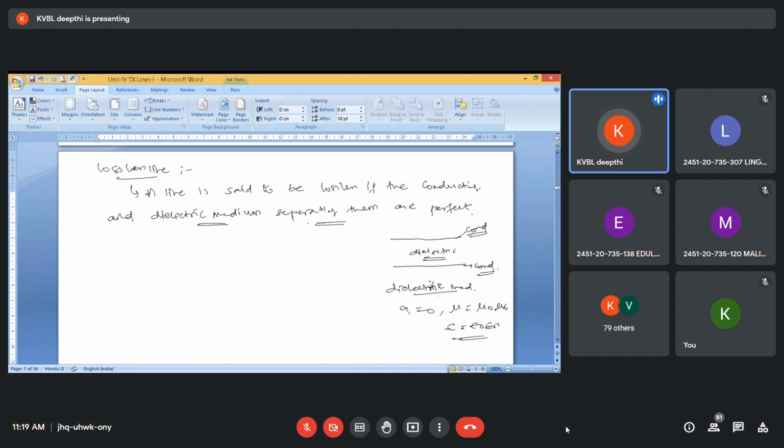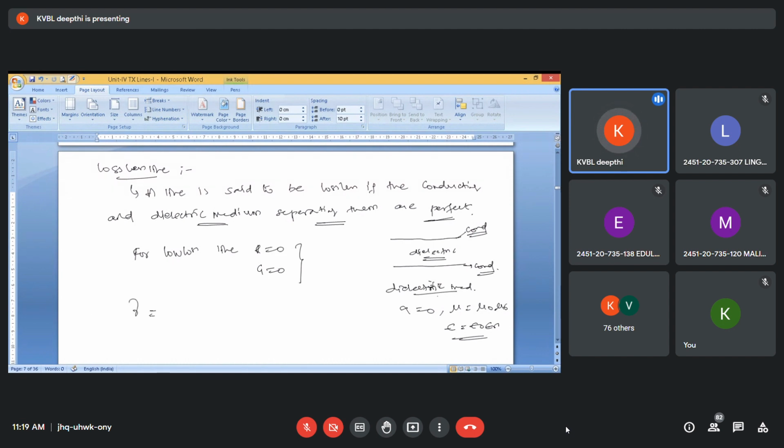As I have mentioned, a low loss line is one where the medium between the conductor and the dielectric, the line separating these two mediums, should be a perfect line. Then only can we say that it is a low loss line. So in general, for every low loss line, the value of R is equal to 0 and the value of G is equal to 0. As we have done for a perfect transmission line, the same applies to this low loss line also.